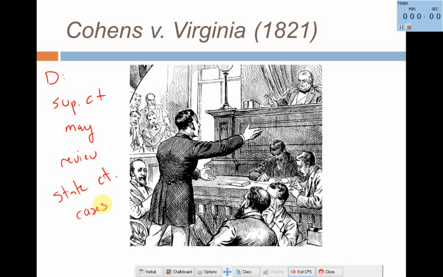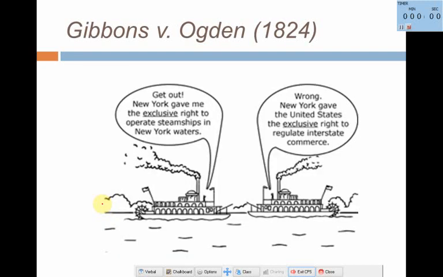Cool? Next one. Gibbons v. Ogden. Here's another important Supreme Court case. In Gibbons v. Ogden, the Supreme Court ruled that states may not regulate interstate commerce.